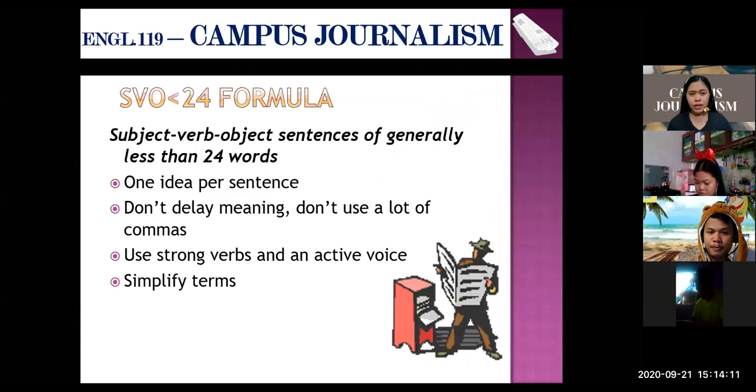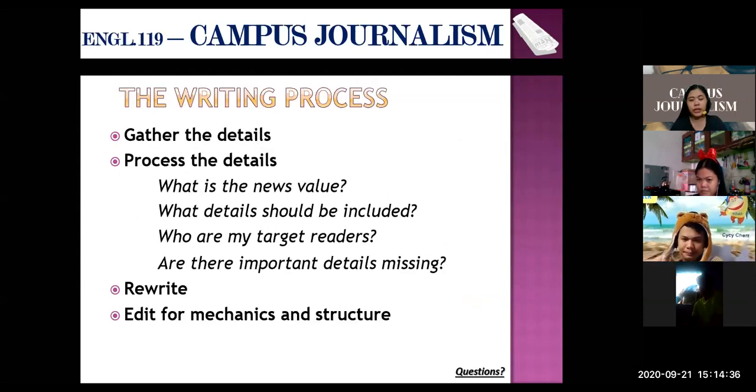Next, subject-verb-object sentences of generally less than 24 words are preferable. One idea per sentence only. Do not use complex sentences. Don't delay meaning. Don't use a lot of commas. Use strong verbs and active voice. Do not use passive, as we've mentioned in our previous discussions. And simplify terms.